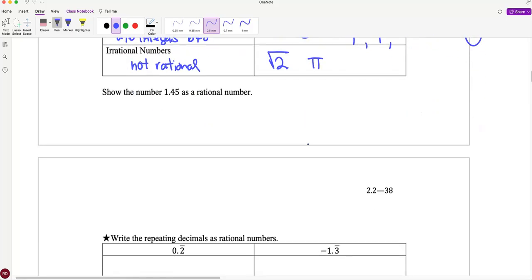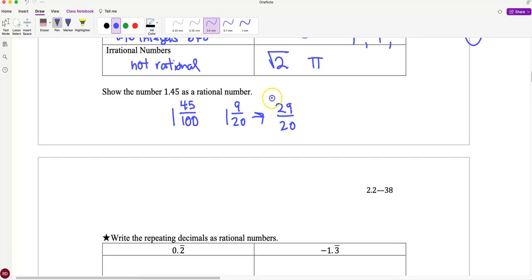Show the number 1.45 as a rational number. So this is 1 and 45 over 100. In this class, you should be conditioned to reduce every fraction you can. So if I look at that, I can divide 5 into that. So this is 1 and 9/20, okay? Convert it to an improper fraction. This is 29 over 20. And that is a rational number because it's written as a fraction of 2 integers.